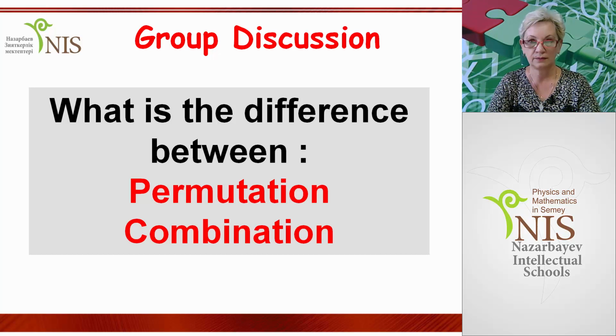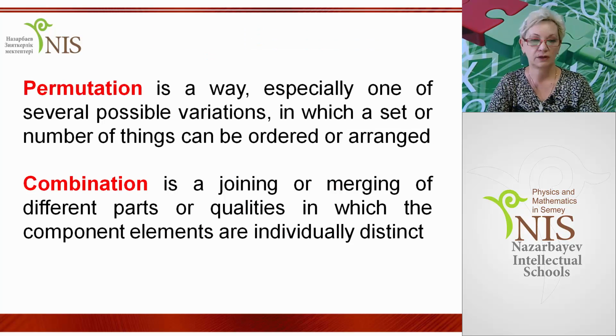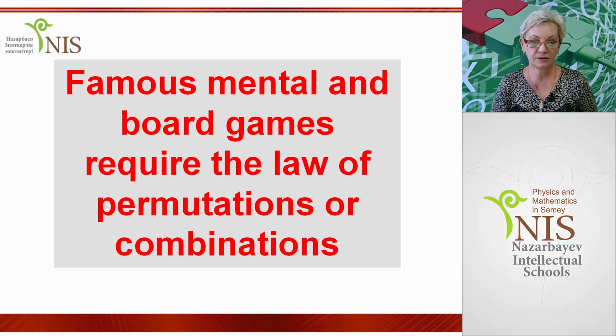And you are right. Permutation is a way, especially one of several possible variations, in which a set or a number of things can be ordered or arranged. And combination is a joining or merging of different parts or qualities in which component elements are individually distinct. All famous mental and board games require the law of permutations or the law of combinations.